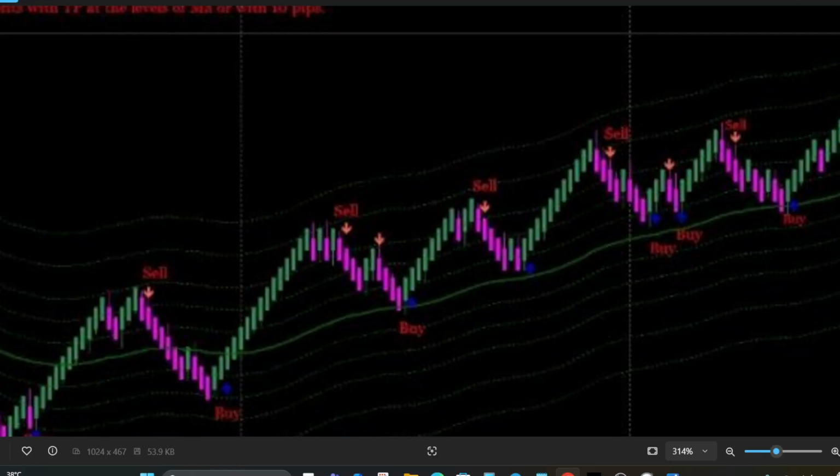So that is a wrap on median Renko bars and how you can use them to make smarter, more accurate trading decisions. By filtering out market noise and giving you a clearer view of trends, they are a fantastic tool for any trader looking to improve their technical analysis.